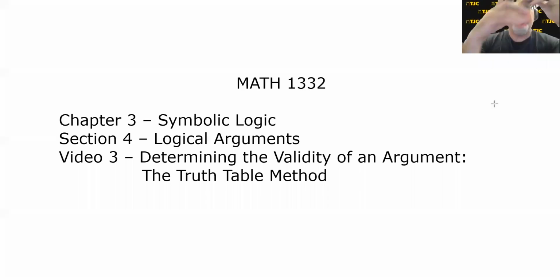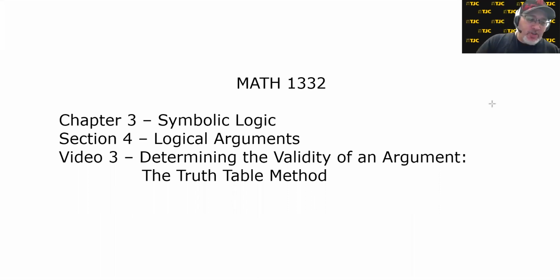Math 1332, Chapter 3, Symbolic Logic, Section 4, Logical Arguments, Video 3, Determining the Validity of an Argument, the Truth Table Method. As kind of implied by the title of this video, there is another method that we're going to look at that actually does not involve truth tables. It does involve symbolic logic, though, although at one level it actually doesn't even involve that. But let's use the truth table method first, because it's the method that will always work.